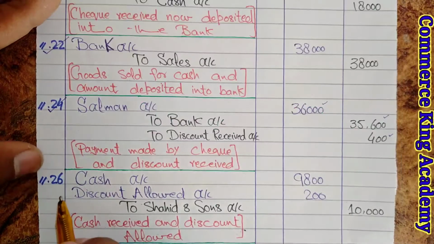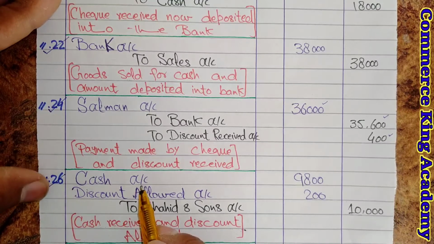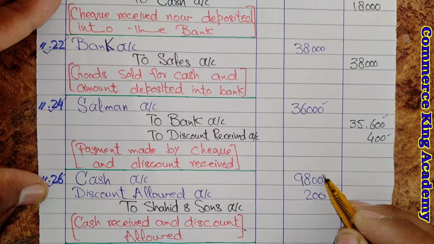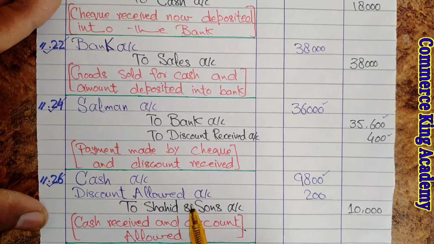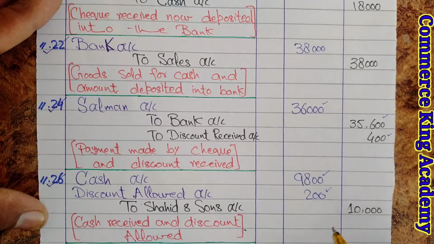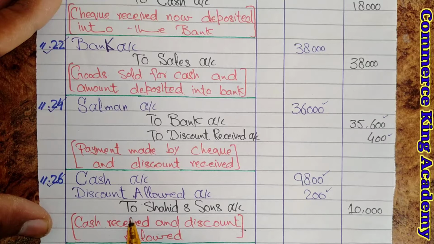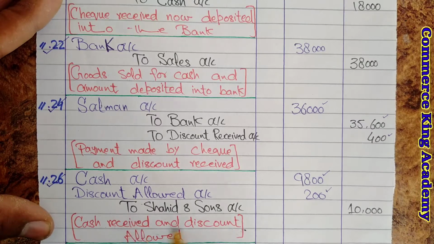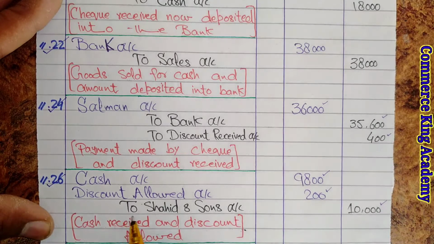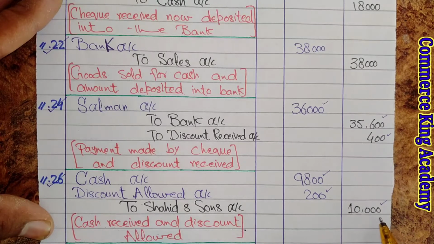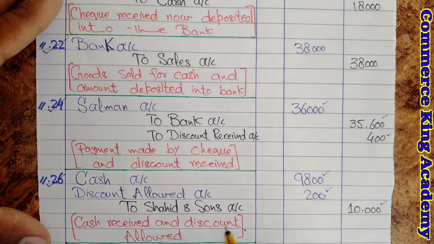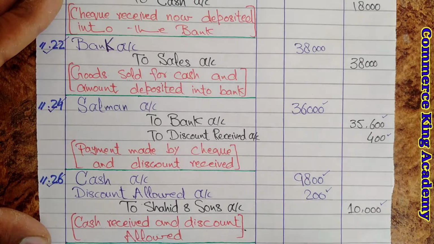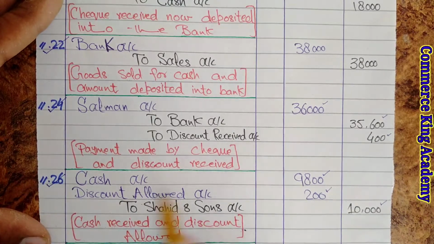So it will be journal entry of this transaction Jan 26, cash account debit, which is actually received from Shahid and Sons. Okay? Discount allowed, given by us or business, 200 rupees. Okay? So the actual balance was toward Mr. Shahid and Sons 10,000 rupees. Okay? So to Shahid and Sons account 10,000 rupees credit. With details, cash received 9,800 rupees and discount allowed 200 rupees. Okay? This transaction's entry has been completed here.